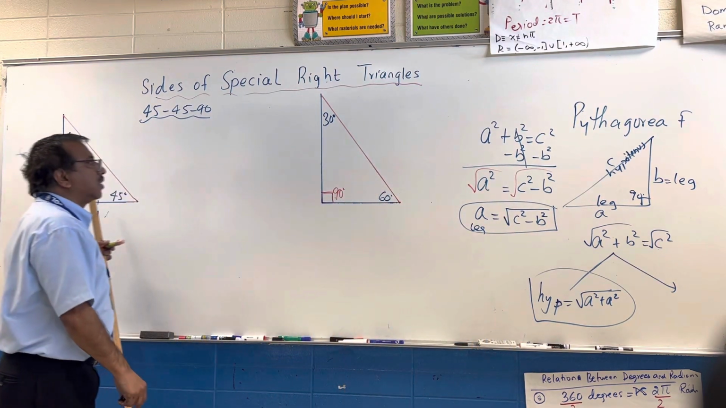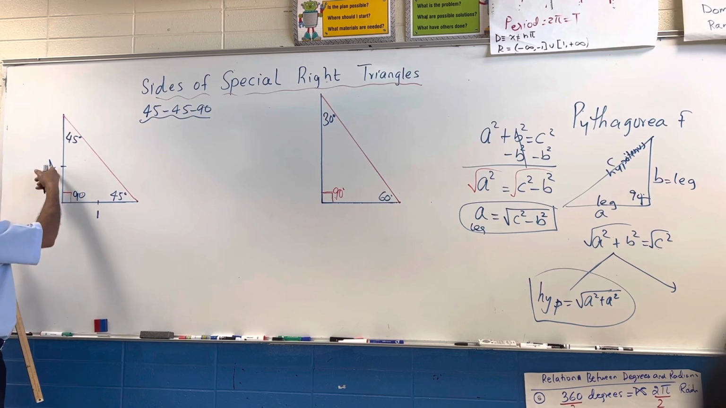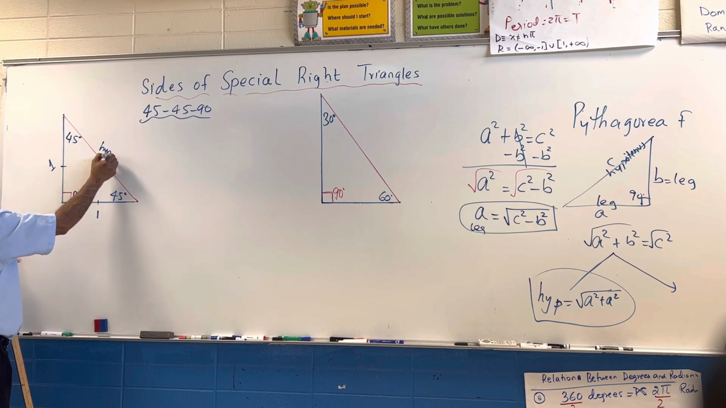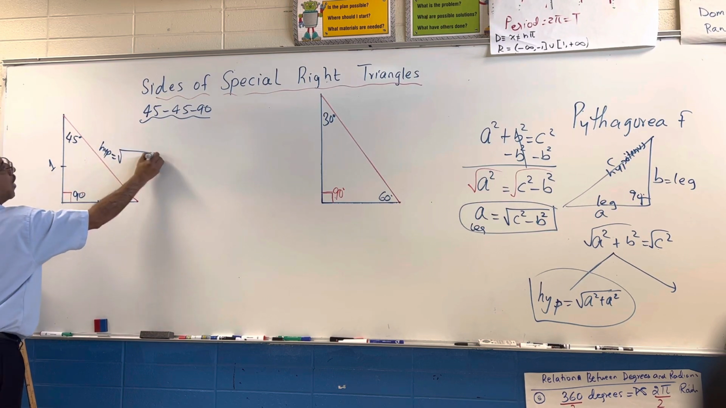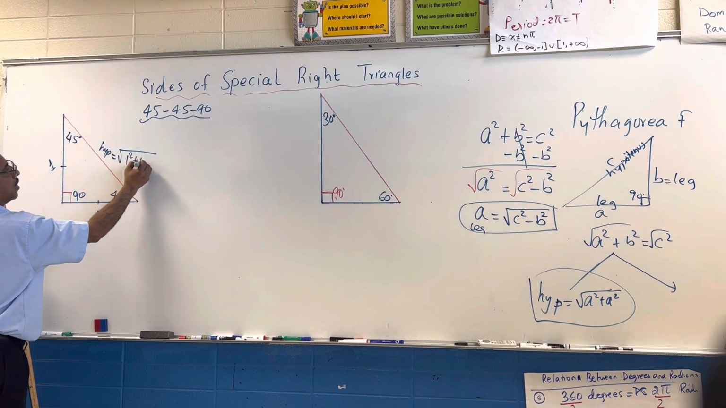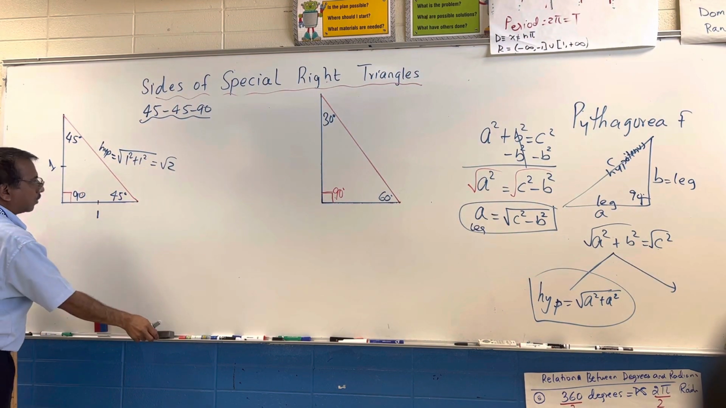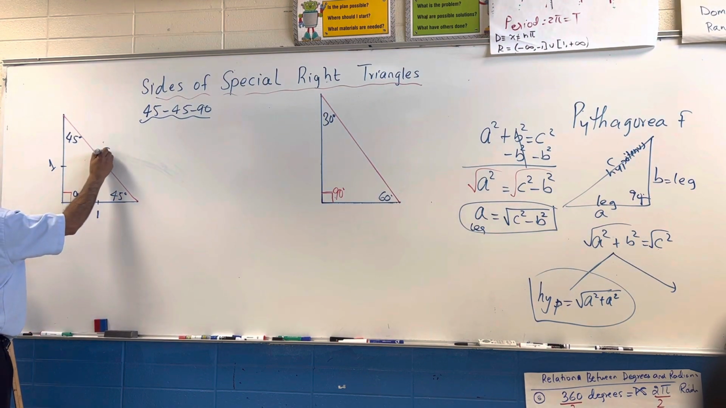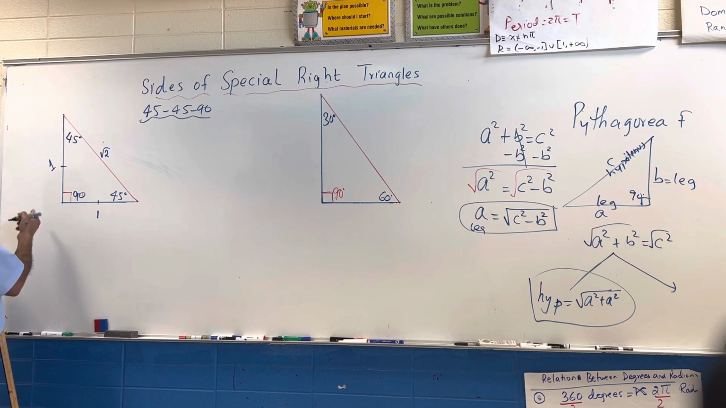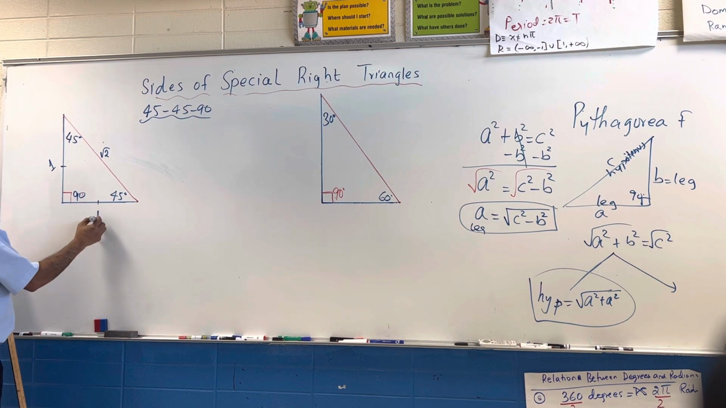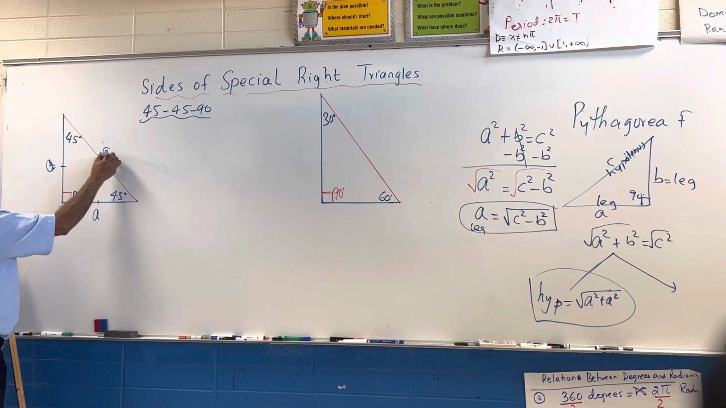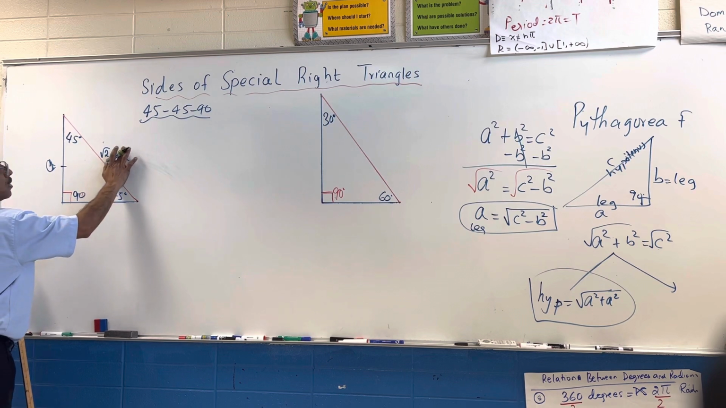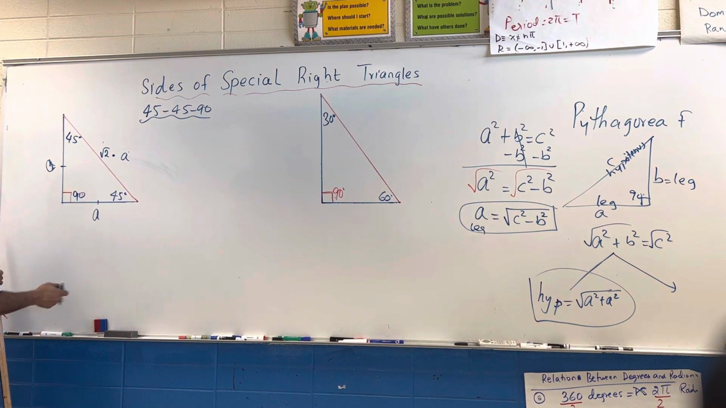Now we check this in this example. If this is 1, and these are the legs, the hypotenuse will be equal to the square root of 1 squared plus 1 squared, which is the square root of 2. So what did we learn? If this is 1, you just have to multiply by the square root of 2. No matter what, if this was a and this was a, the hypotenuse is the square root of 2 times a. And that's all it is.